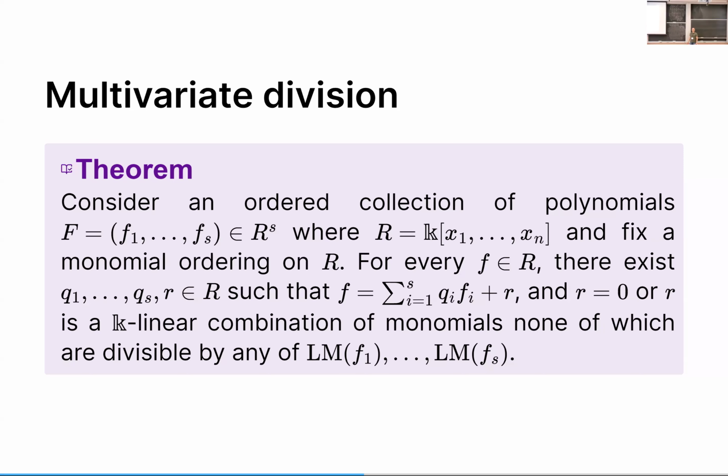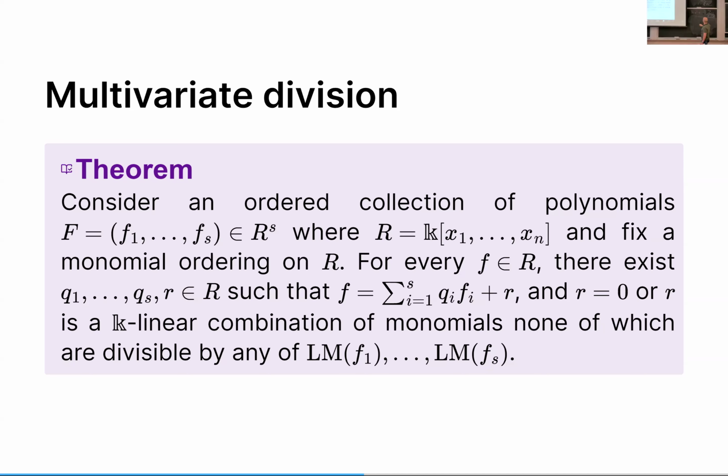Any question? Now, if you want to try to mimic what happens in one variable, you might say, well, my remainder is non-zero, so my polynomial f does not belong in the ideal generated by f1 and f2. Okay? All right.